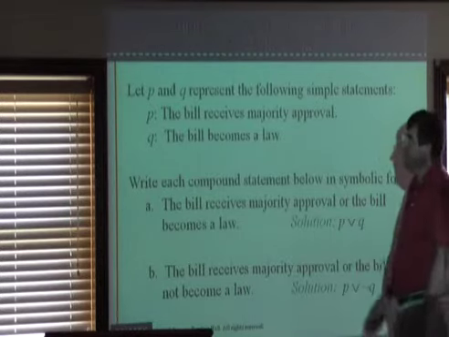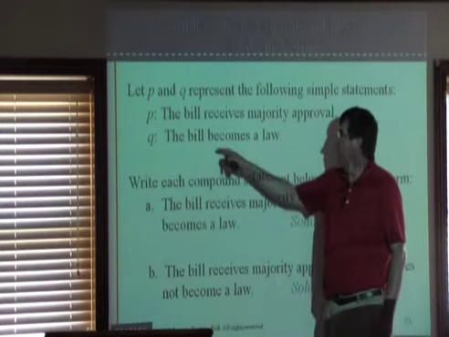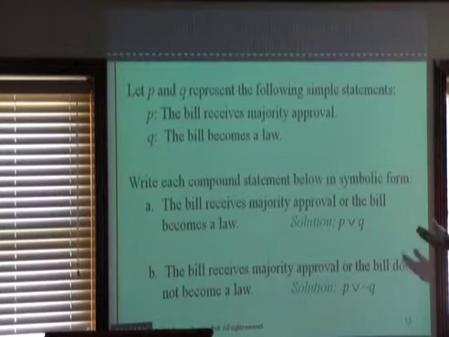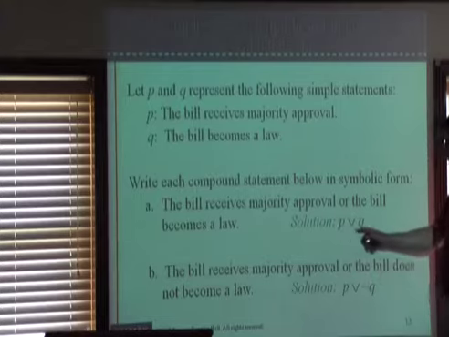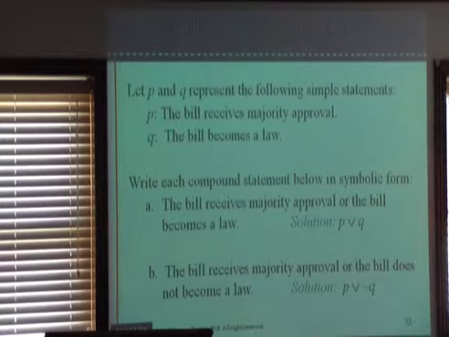All right, here's an example. You have P and Q. P, the bill receives majority approval, and Q, the bill becomes a law. All right, could you write this? The bill receives majority approval or the bill becomes law, P or Q. All right, so what would this mean? Well, the bill received majority approval, but the bill does not become law. Okay, maybe something happened.